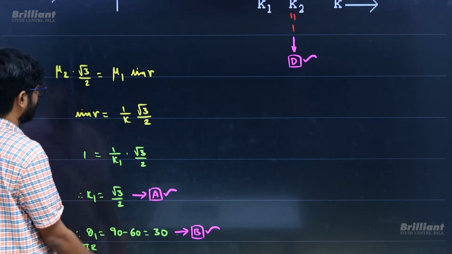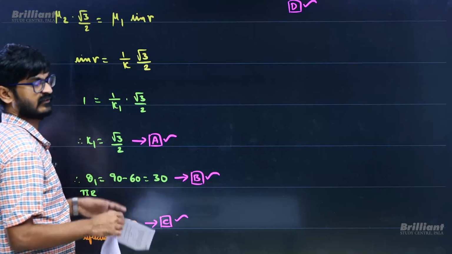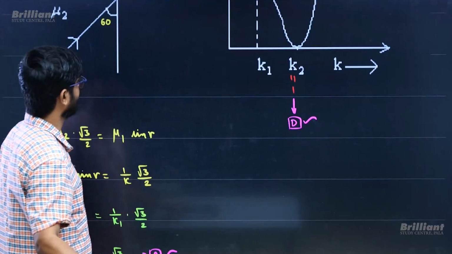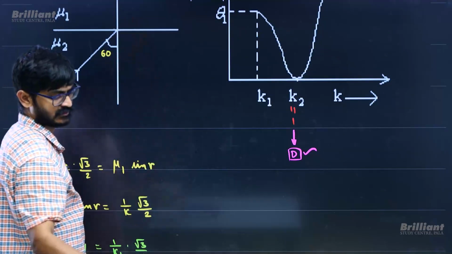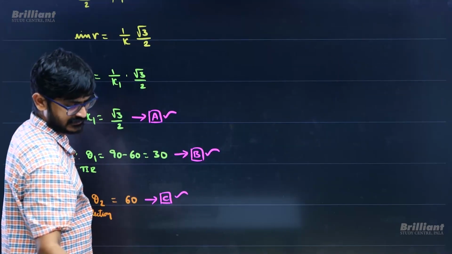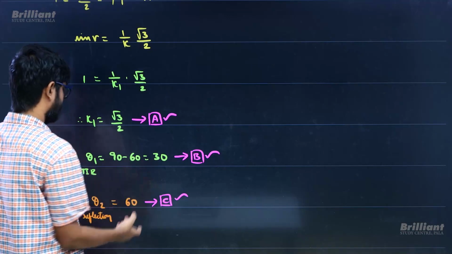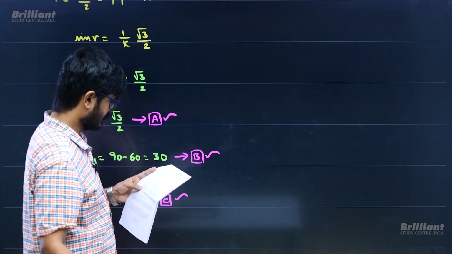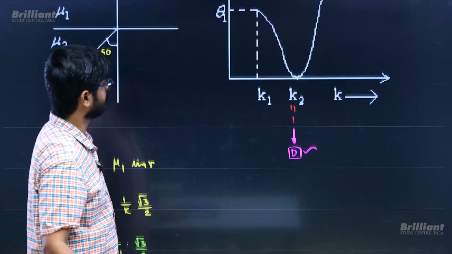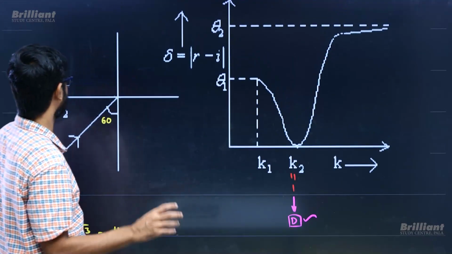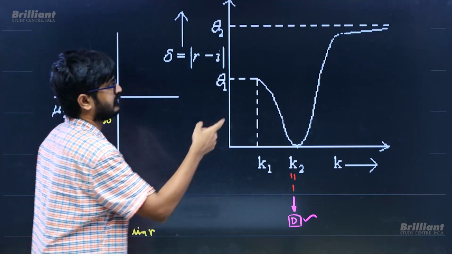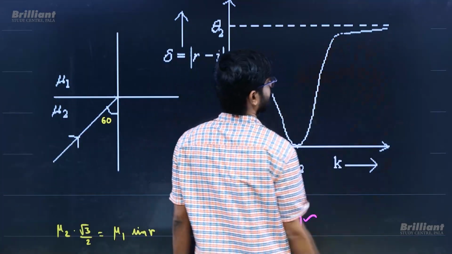Once you get k1, what is happening? We said that the 60 degrees ray is grazing the surface, right? So one angle is 90 degrees, one is 60 degrees, so the deviation is going to be 30 degrees, right? Now what about theta 2? When k is further increased, what will happen? This will further increase, further increase. After that, you can see the deviation is going to be the same value.